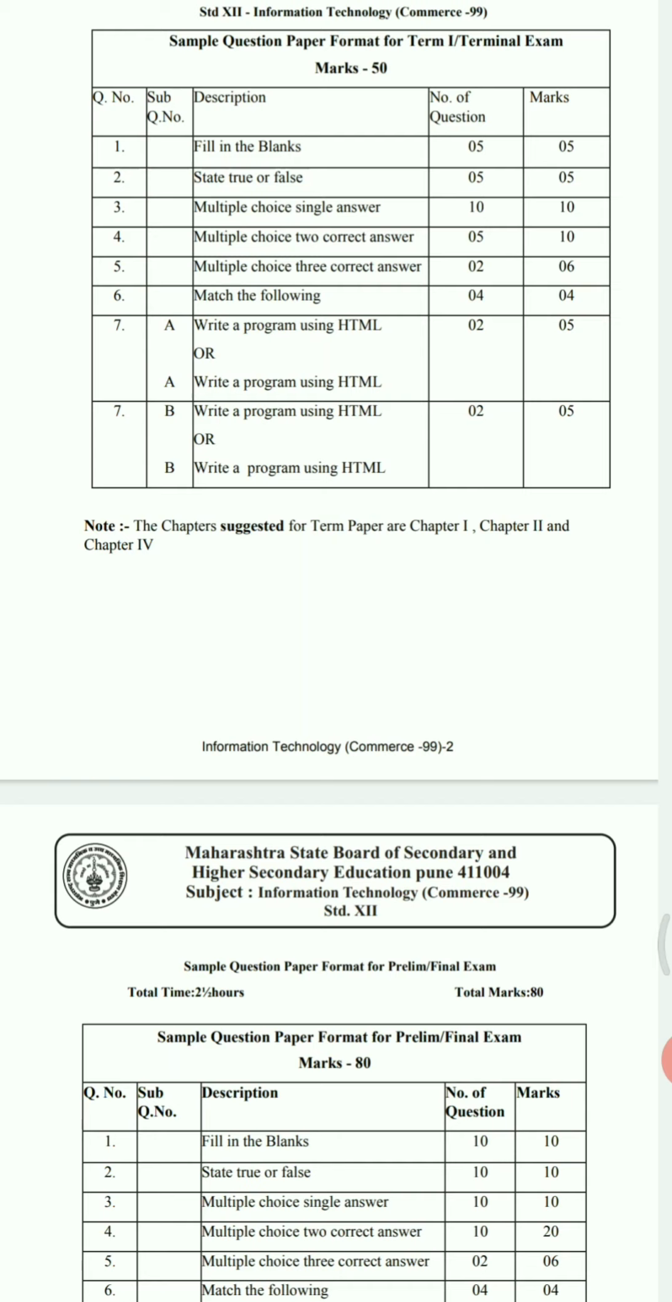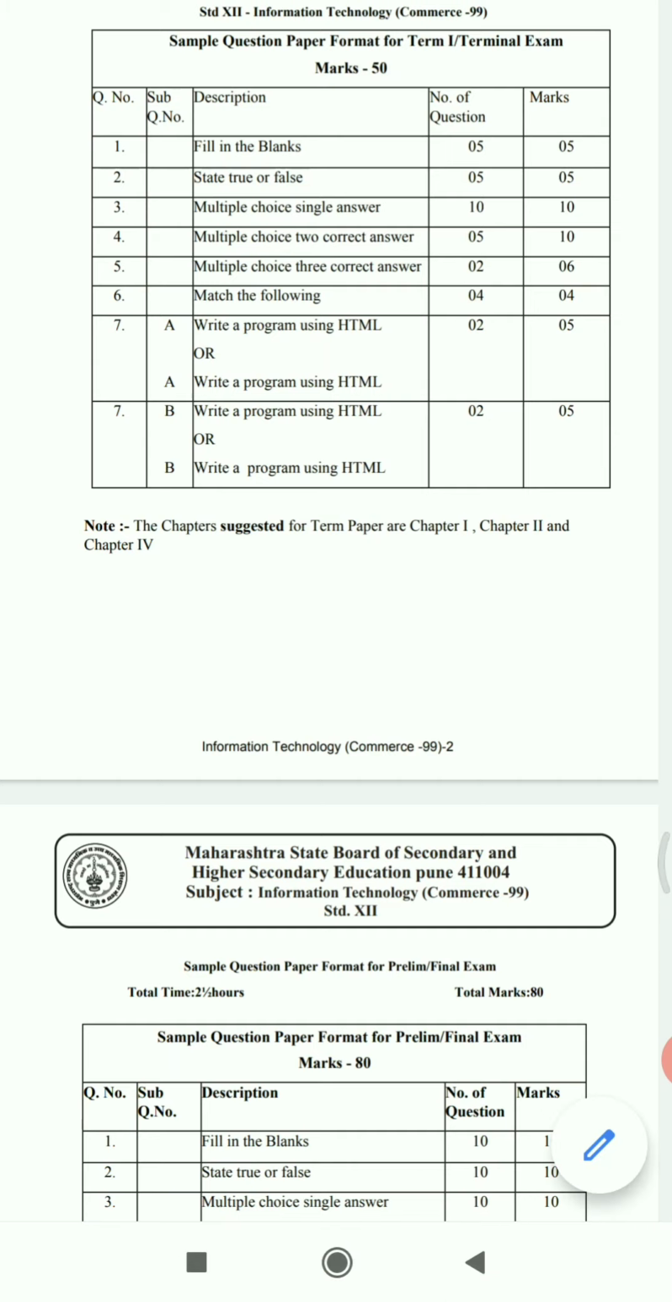Multiple choice with 2 correct answers: total number of questions is 5 and total marks 10, so 2 marks each. Multiple choice with 3 correct answers: there will be only 2 questions, and the marks will be 6. And match the pairs will be there, with 4 questions and 4 marks.